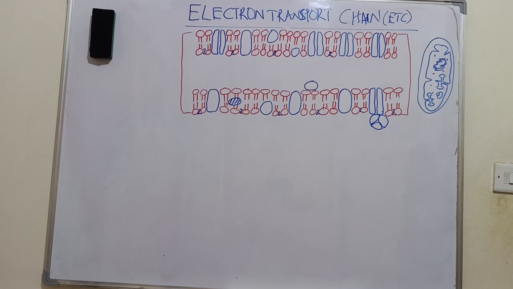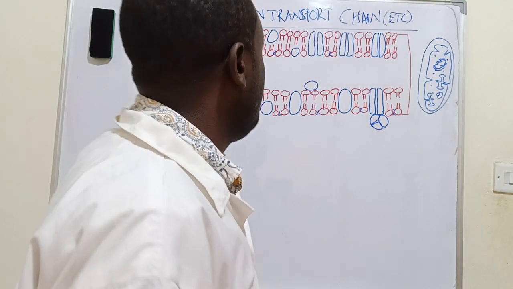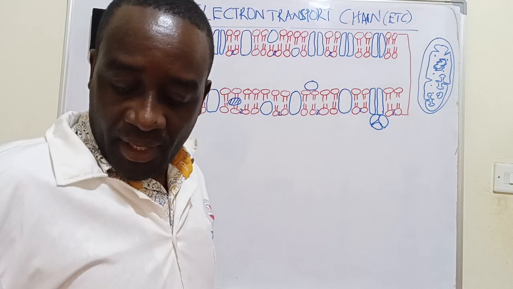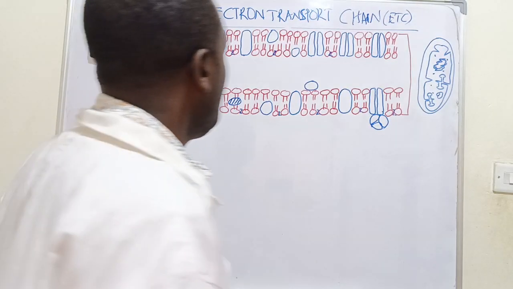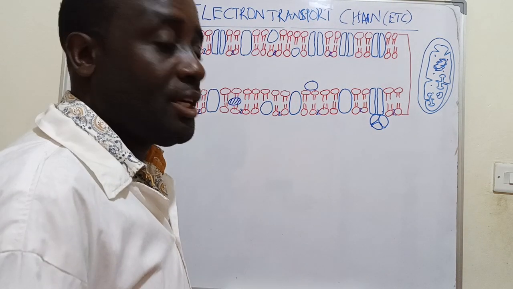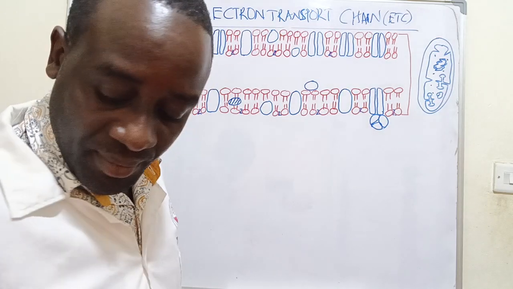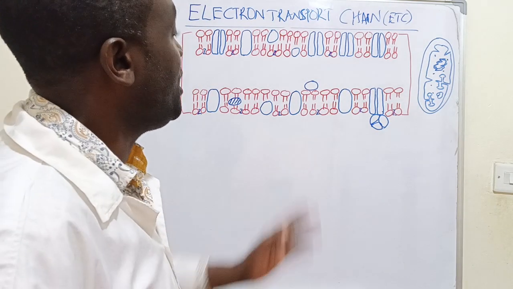Did you know how energy is obtained from the food we eat? This can be answered by the electron transport chain. So therefore, this is the electron transport chain, and that is its work. As you hear the name, it transports electrons.